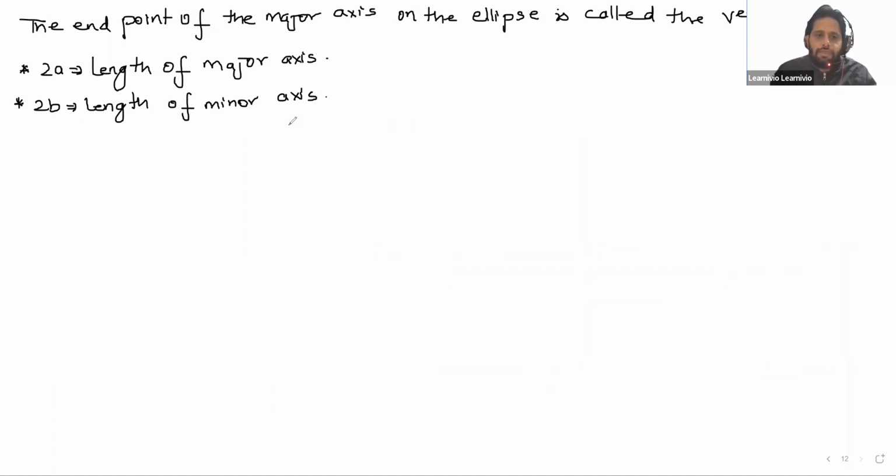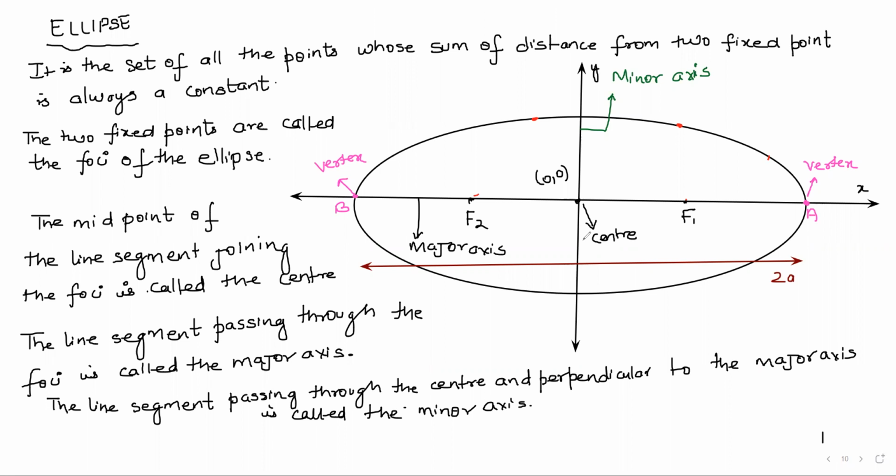Okay, 2B is the length of the minor axis. Can you explain again, sir? 2A, I didn't get it. So 2A is the length of the major axis. This is the major axis, the length of major axis AB. So we have taken this complete length as 2A.